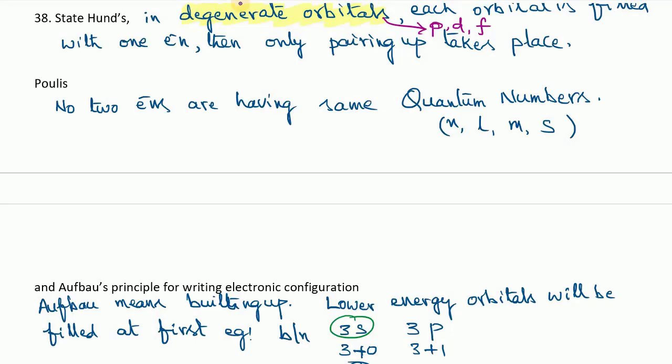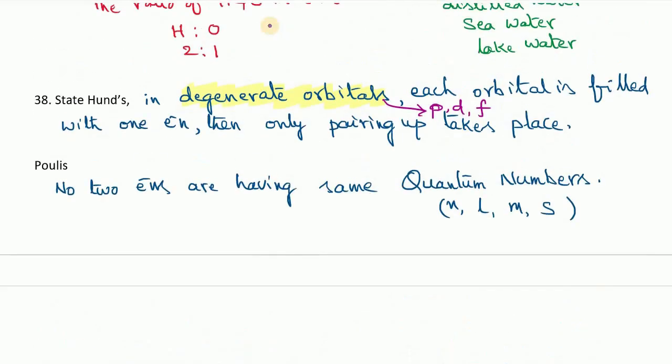Each orbital is filled with one electron first, and only then pairing takes place. What is the meaning of that? Suppose p orbital. Each orbital is filled with one electron: here one, here one, here one. Then only the extra electron will come and add like this, like this, like this.